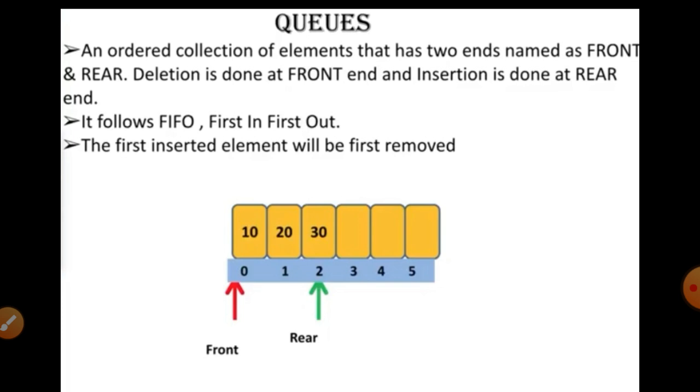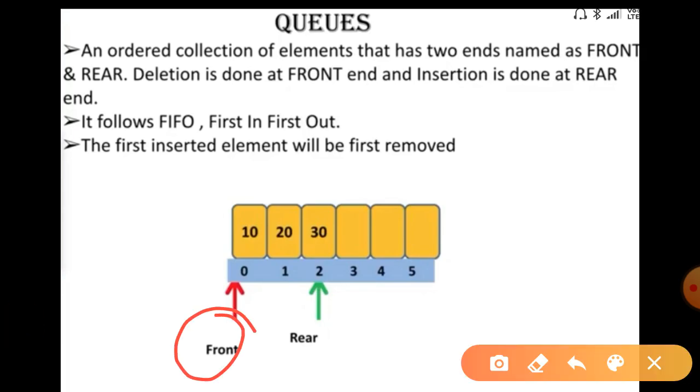First, what is a queue? The queue is an ordered collection of elements that has two ends. One is a front end and another one is a rear end. Here the deletion can happen at one end, and the insertion can happen at another end.